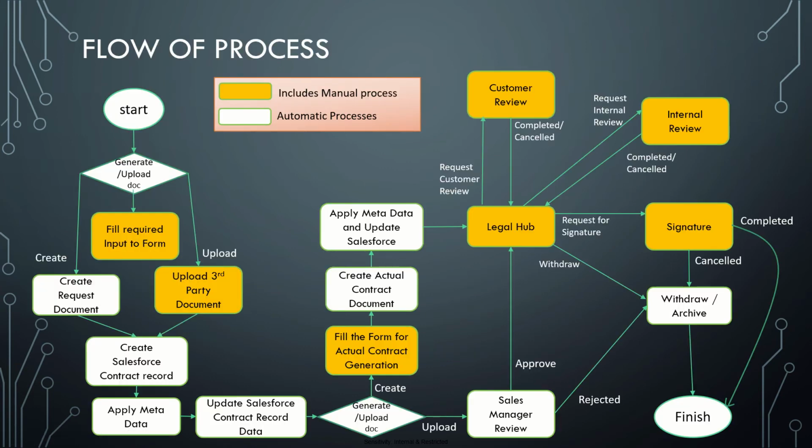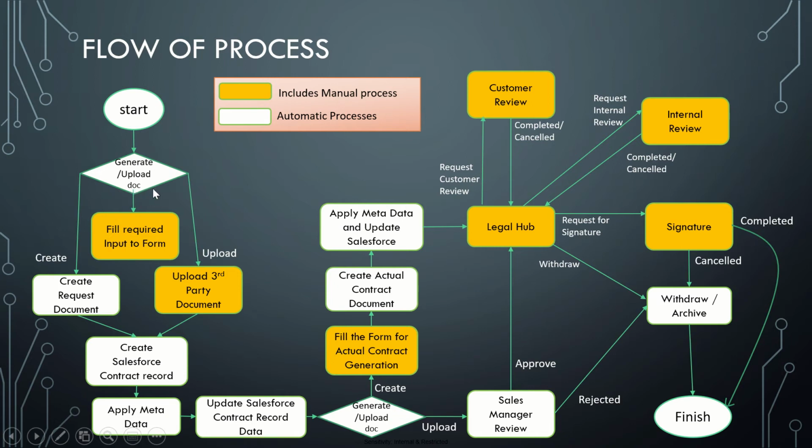This is the flow process. This is being implemented on the DocuSign workflow to automate the process. These are all the features taking place one by one. Here, the yellow colored boxes are the steps which include the manual process, and the others are automated ones. So initially the sales representative, when he makes a request, will have two options, whether he can create it or he can upload it.